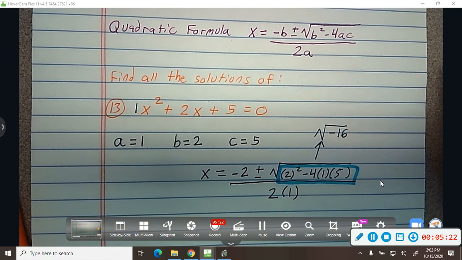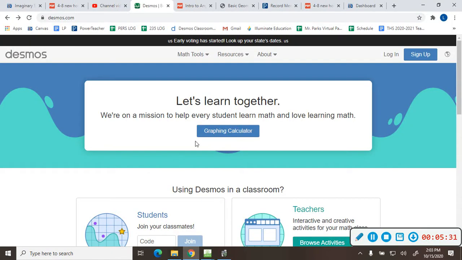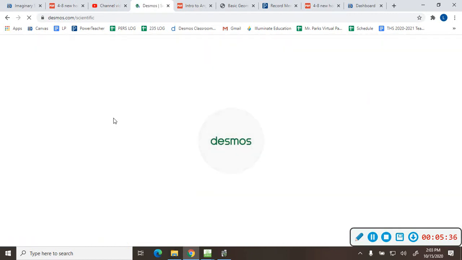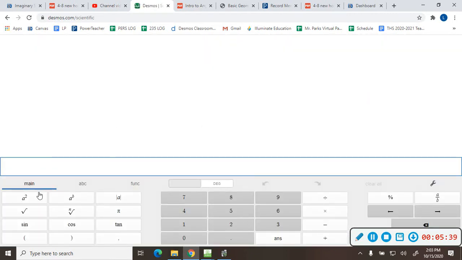Now, if you're not very good with doing that kind of stuff in your head, there is a calculator out there on Desmos. If you go to Math Tools, there's a scientific calculator. And don't type in the square root, but you could type in 2 squared minus 4 times 1 times 5. And notice Desmos is smart enough, they know the order of operations, they also get negative 16. So that's another option if you need it.